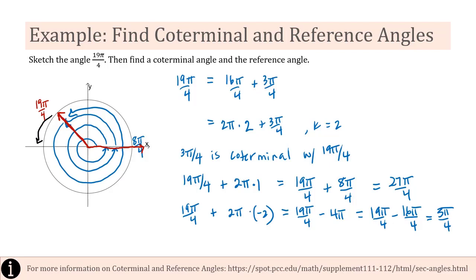That distance looks like it's going to be pi over 4. So we're going to say that the reference angle is pi over 4. Now notice the reference angle of 19 pi over 4 is pi over 4, but also the reference angle of 3 pi over 4 is pi over 4. So coterminal angles share the same reference angle. And not only that, but because it represents a distance, that distance is going to be positive. Distance is always positive.